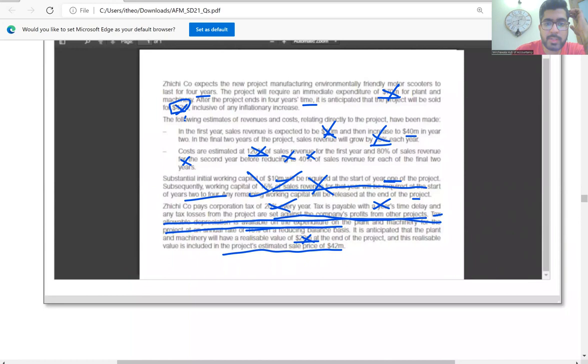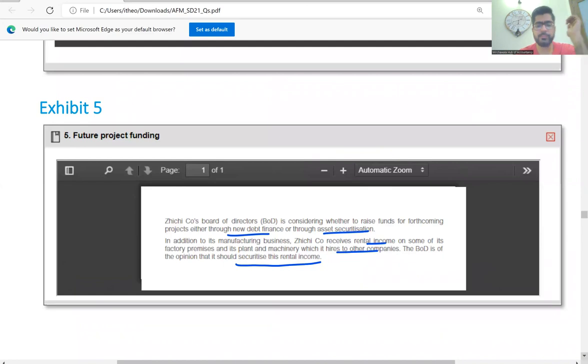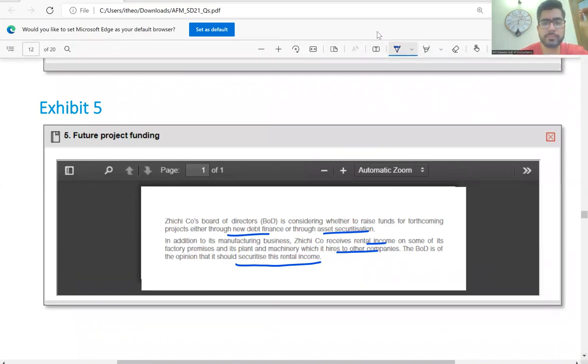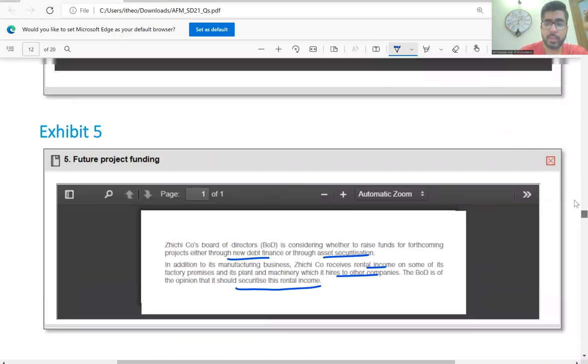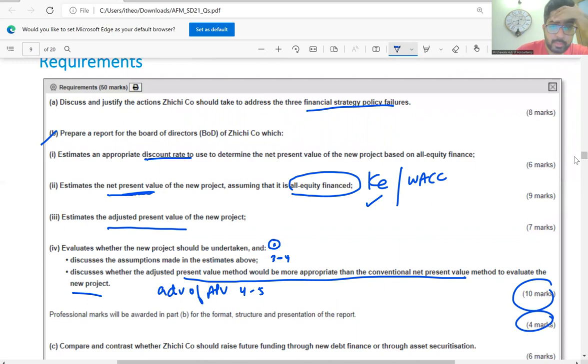Four years expenditure of 70 million. The following estimates have been made. So no more assumptions I'm seeing here in all exhibits. Whether it should be undertaken: NPV is negative, so it should not be undertaken, but when you consider the financing side effects, it should be undertaken because it's positive, one mark.